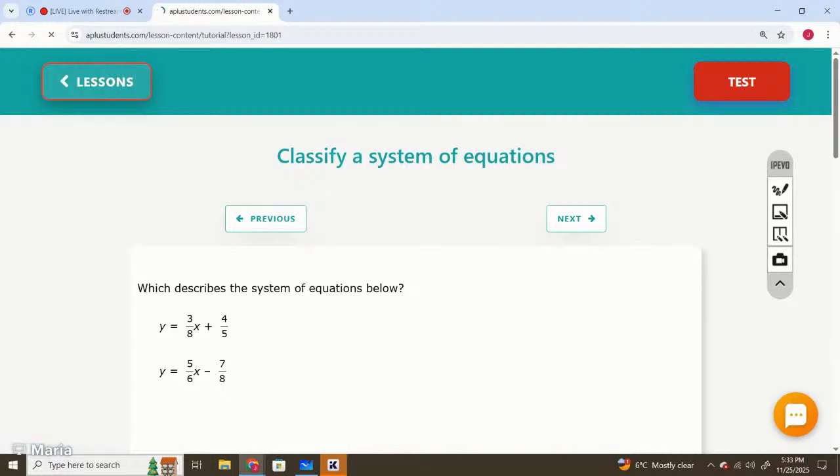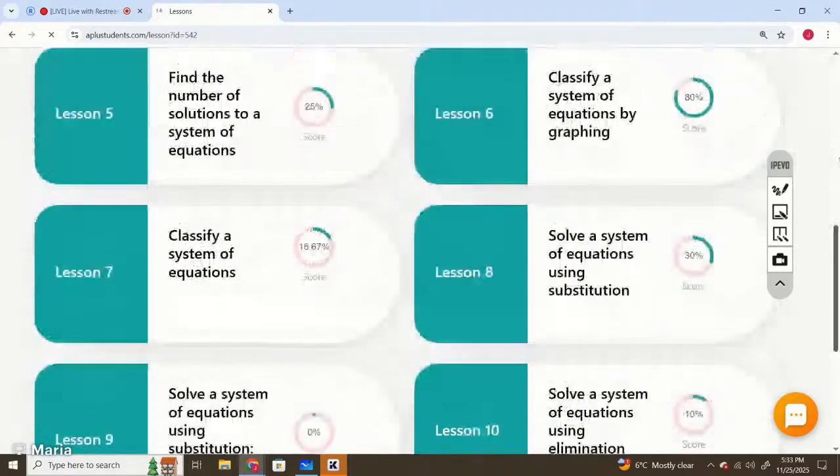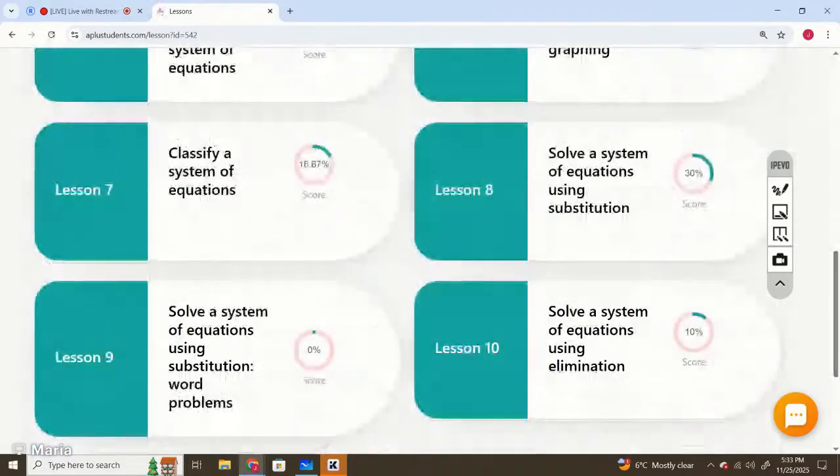The next lesson is solving systems of equations using substitution. We'll start this lesson in the next session. If you have any questions from the lessons we just covered, you can ask. I'm here to answer all your questions and confusions.